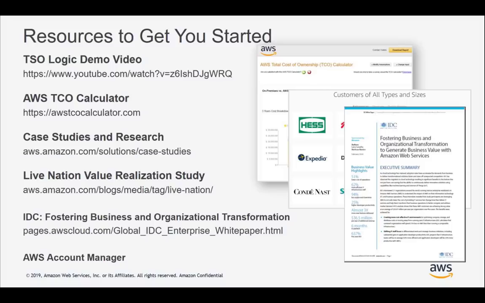In addition, online, you'll find case studies and research. You'll find the Live Nation Value Realization Study, which we just walked through as an example of full value realized by a customer. You'll also find the IDC study, which I referred to earlier in the presentation, where they interviewed 27 enterprise customers. And finally, most importantly, don't forget to reach out to your AWS account manager. It's a great process to get you started on materials available, but more importantly, you can engage Gabriel and the TSO Logic team or Cloud Economics here at AWS.